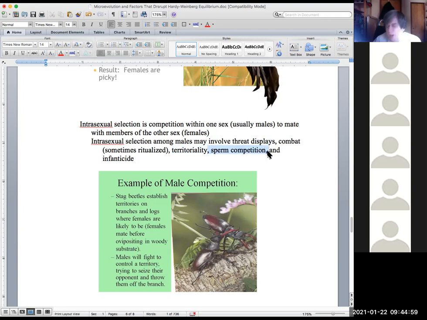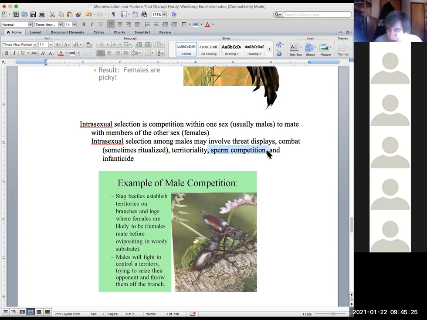There's also something called sperm competition. When we think of sperm, we think of cells that are designed to fertilize eggs. But remember, I told you that I studied reproduction in insects. And when we look at insects, they have some incredibly unique ways of reproducing. Some insects make two types of sperm.